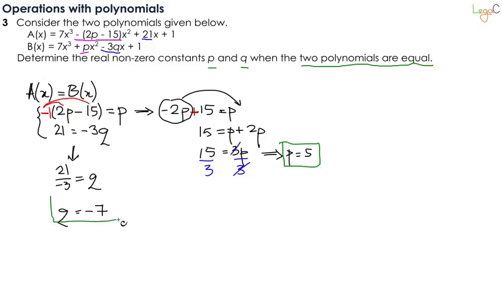So -7. So the values of p, the value of p is 5 and the value of q is -7.